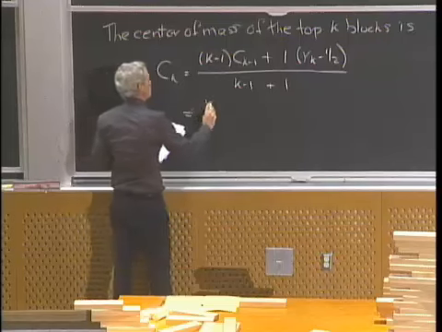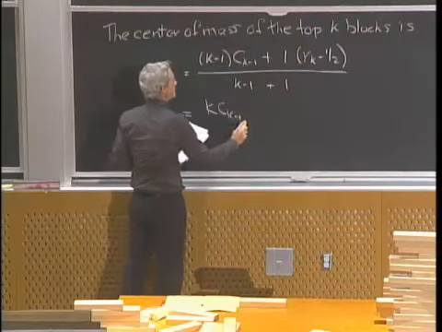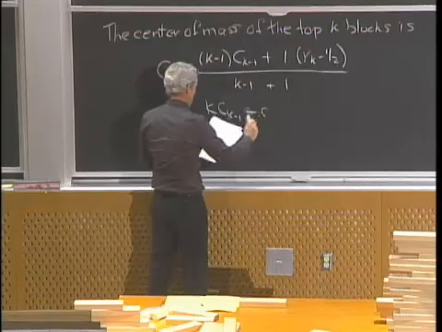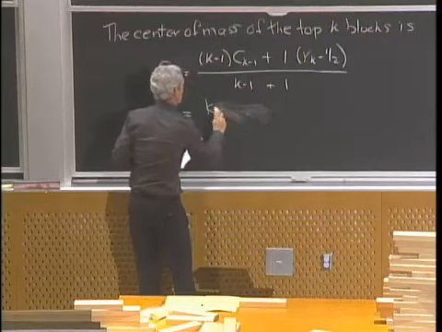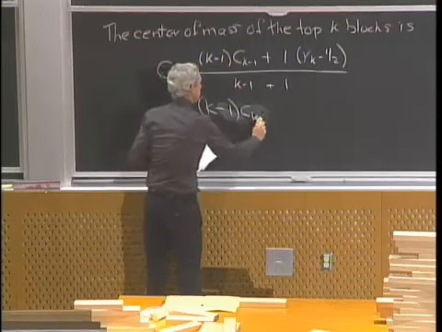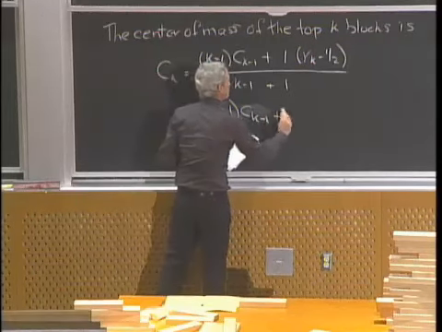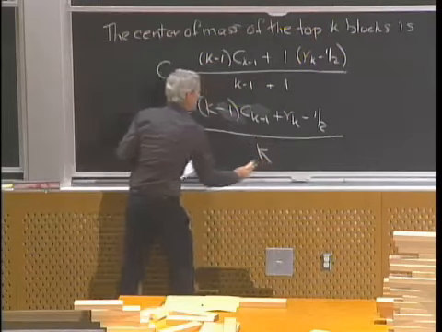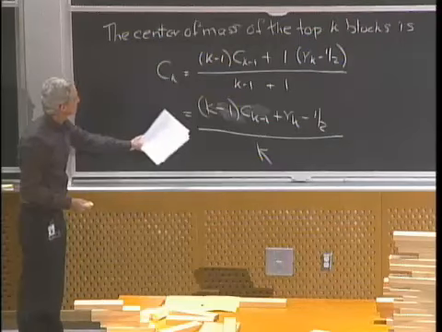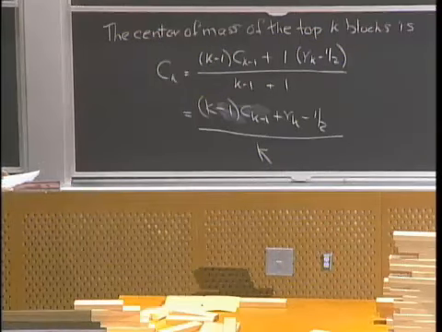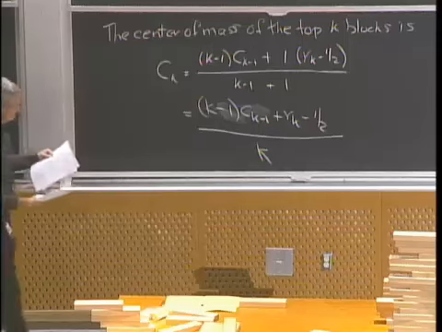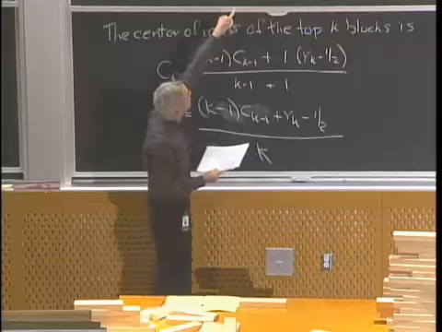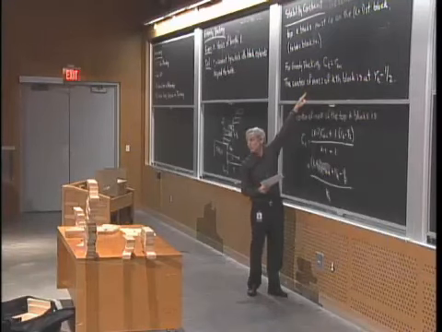So this equals, let me write it better here, k minus 1 ck minus 1 plus rk minus a half, all over k. All right, so now we've got an expression, a recursive expression for ck. And to simplify it, we're going to plug in ck as rk plus 1 for the greedy strategy.